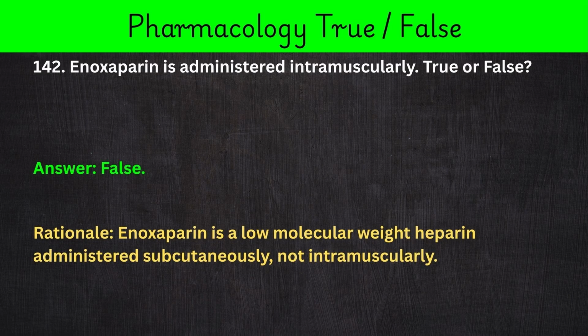142. Enoxaparin is administered intramuscularly. True or false? Answer: false. Rationale: enoxaparin is a low molecular weight heparin administered subcutaneously, not intramuscularly.